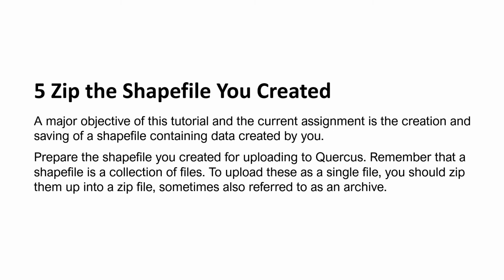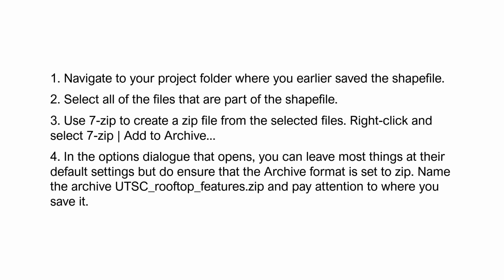Remember that a shapefile is a collection of files. To upload these as a single file, you should zip them up into a zip file, sometimes also referred to as an archive. First, navigate to a project folder where you earlier saved the shapefile. Second, select all of the files that are part of the shapefile. Use 7-zip to create a zip file from the selected files. In the Options dialog that opens, you can leave most things at their default settings, but do ensure that the archive format is set to zip. Name the archive UTSC rooftop features .zip and pay attention to where you save it.